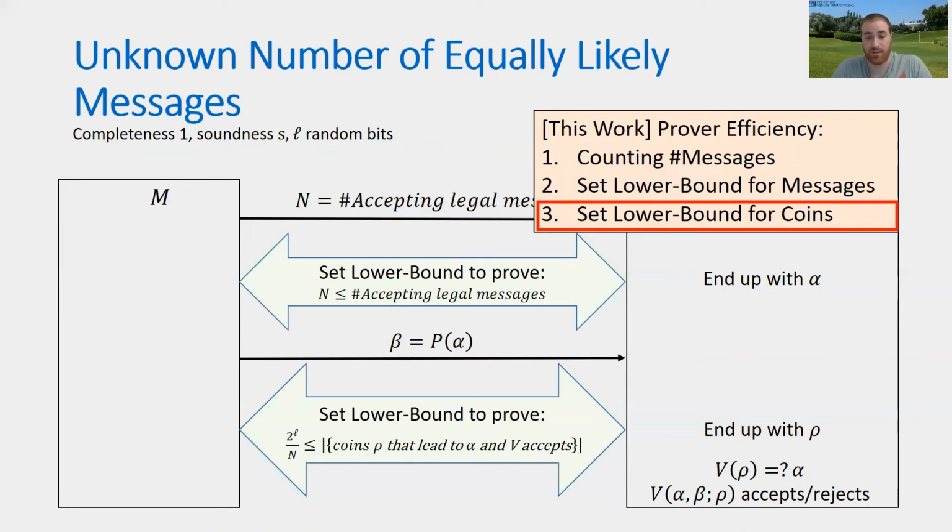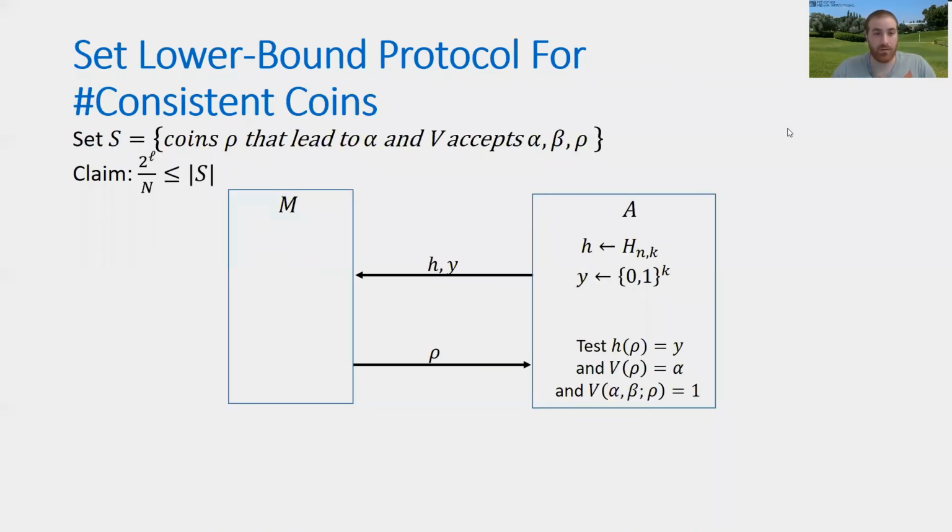So, okay, let's go to the last one. Well, here something different happens. To see why, we're going to go back to the set lower bound protocol. In our case, the set is all of the coins that lead to some specific alpha, and the verifier accepts given these coins and the specific alpha and beta. The claim is, of course, that the set is large.